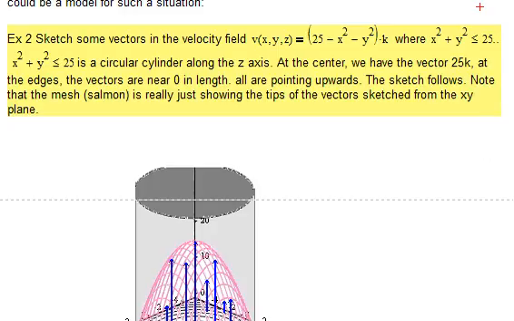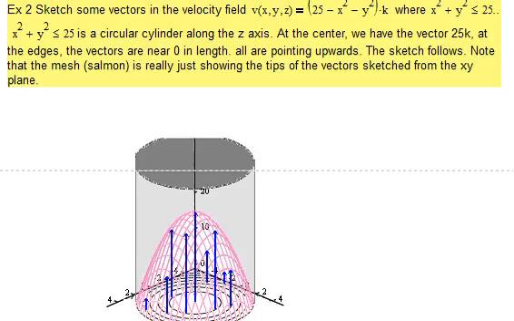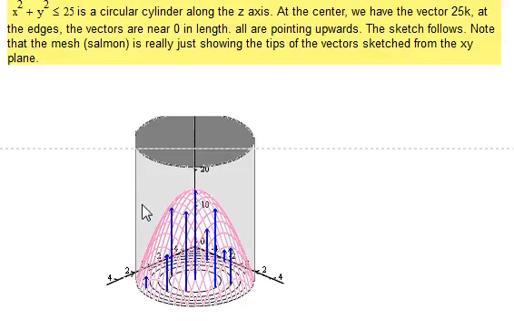But the mesh just shows the tips of the vectors from the xy plane, but you understand up here in this plane, maybe where z equals 20 or something like that, there's a set of vectors that looks just like this. So this is a vector field.